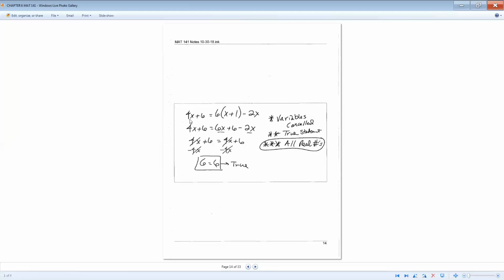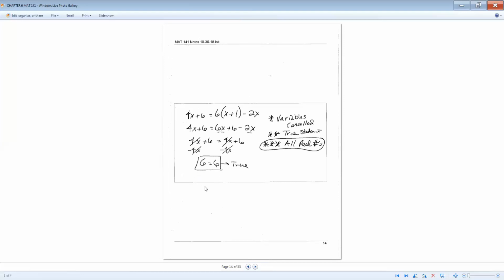All right, here, 4x plus 6 equal to 6 times the quantity x plus 1 minus 2x. Distribute the 6, that'll be 6x plus 6 minus 2x. Add your like terms, 6x minus 2x is 4x. So that's 4x plus 6 equal to 4x plus 6. Subtract your 4x's from both sides. Once again, my variable is going to cancel, and I'm left with 6 equals 6, which is true.